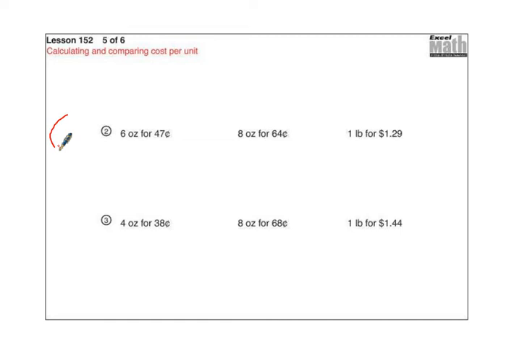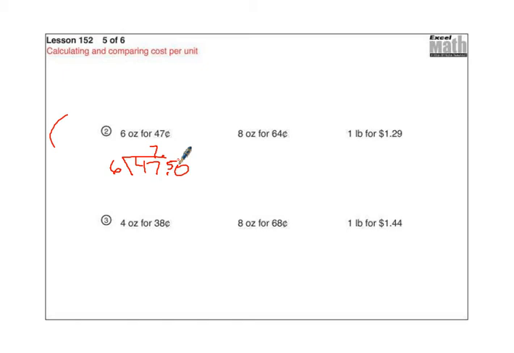Okay, I need your help now, you guys. Come on, counting on you. How am I going to figure out how much that costs? 47. Good, 47. Come on. Divided by 6. How many 6s are there in 47? 7, which is 42. Remainder? 5. So I'm going to put a decimal point here.